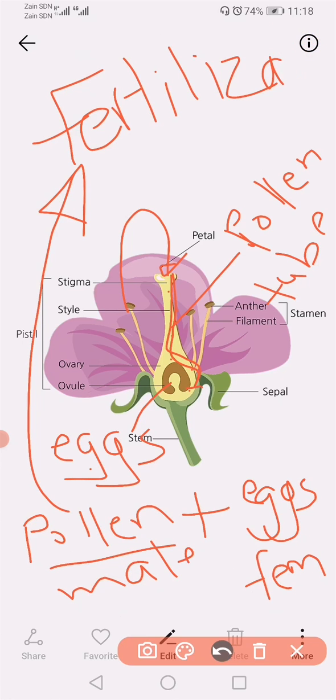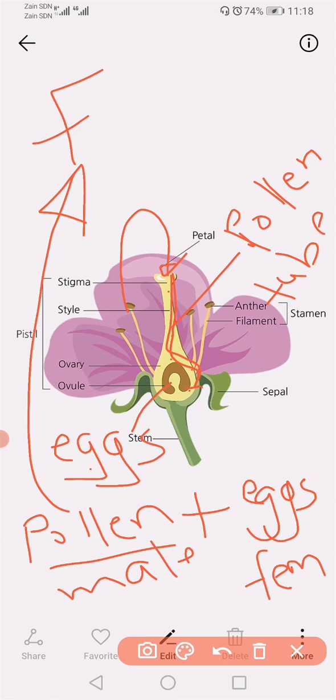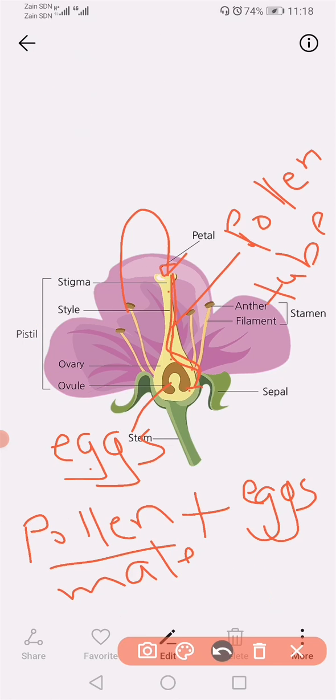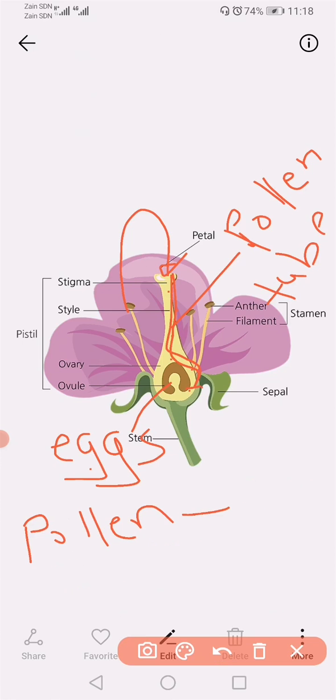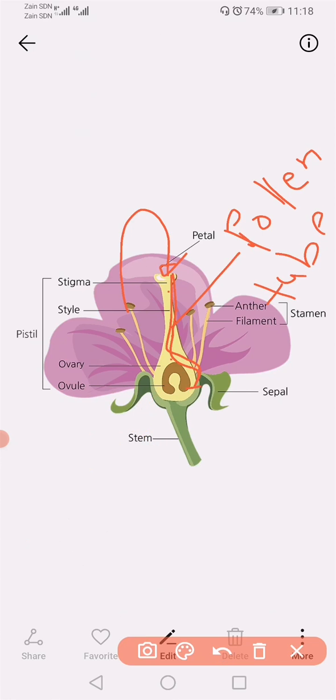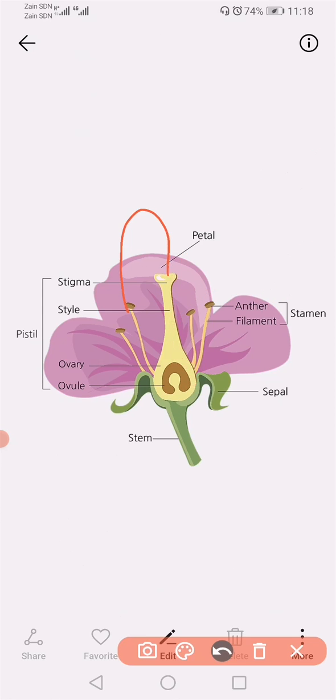So we have distinguished very well between pollination and fertilization. Pollination is just the transferring of the pollen from the male part to the female part, while fertilization is the fusing or joining between the male reproductive part and the female reproductive part. Is it clear? I hope it will be clear for you.